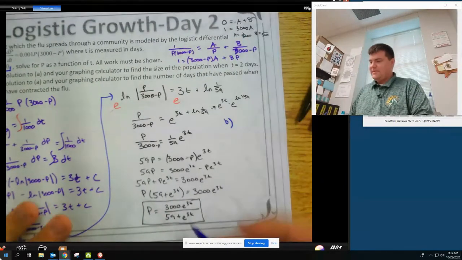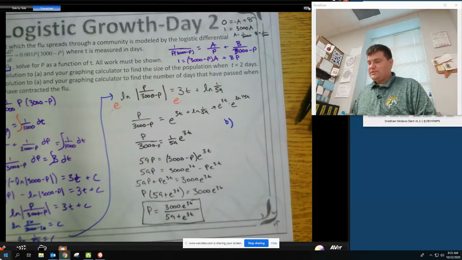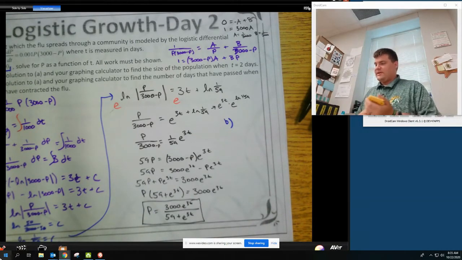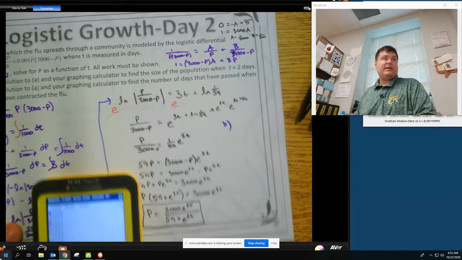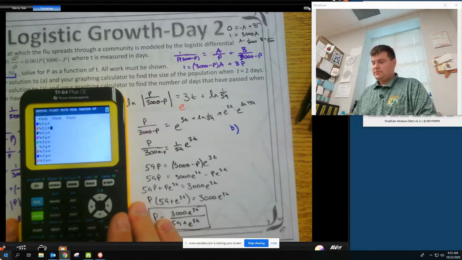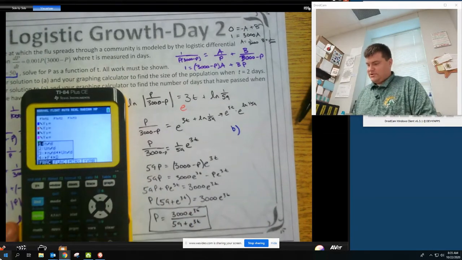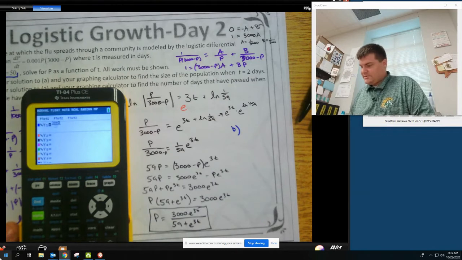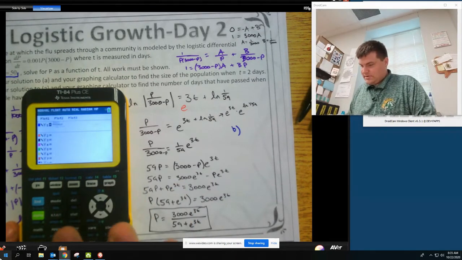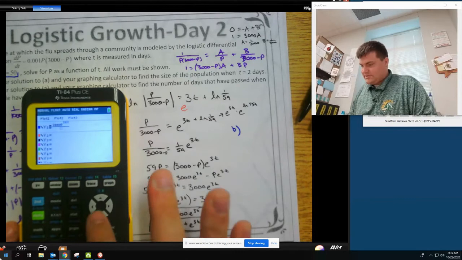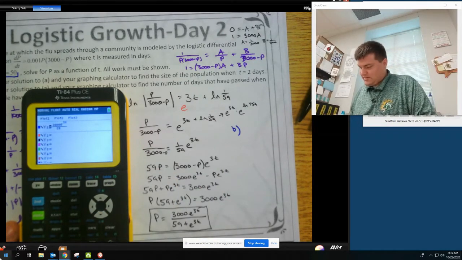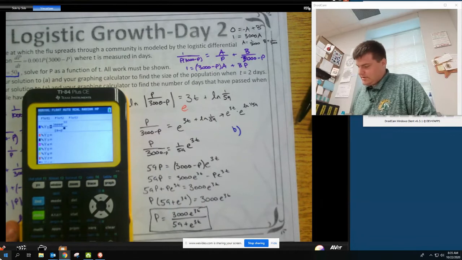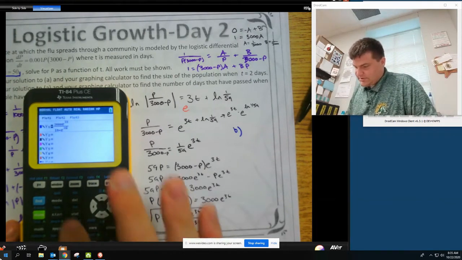So I solved for P, perfect. Now use your solution from part A in your graphing calculator to find the size of the population when t is 2. I'll show you what this graph looks like, of course. So I go to my y equals, and I'm going to graph this as a fraction. So it's going to be 3,000 e to the 3x, since it's x instead of t, and then down here, 59 plus e to the 3x. Let's just see what this thing looks like.